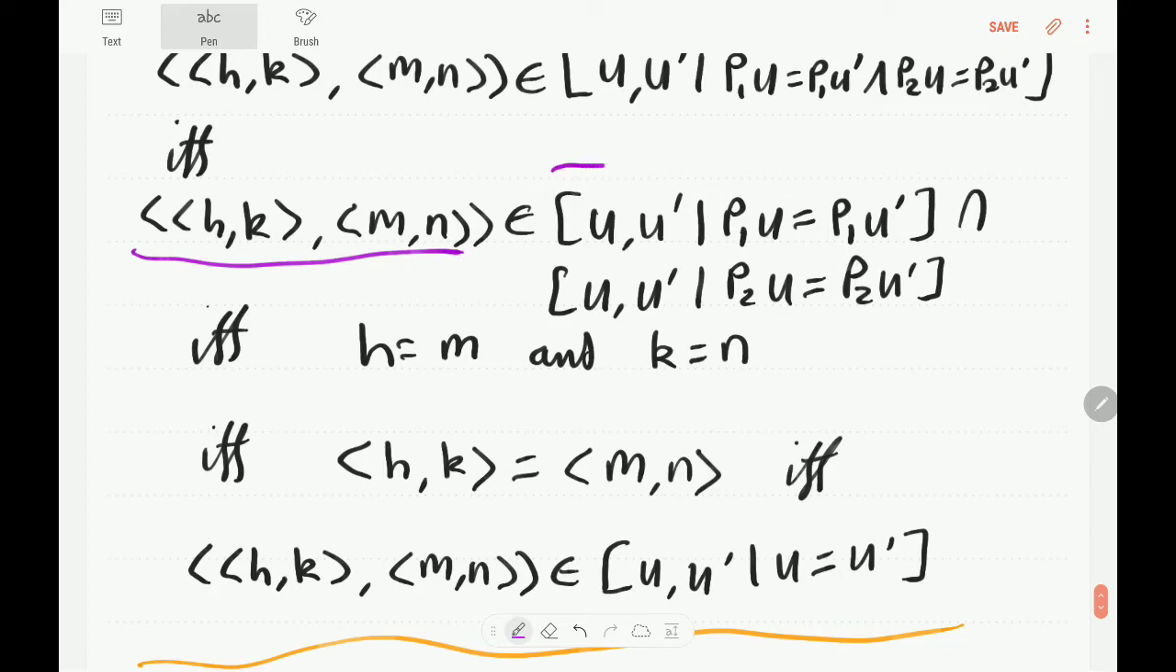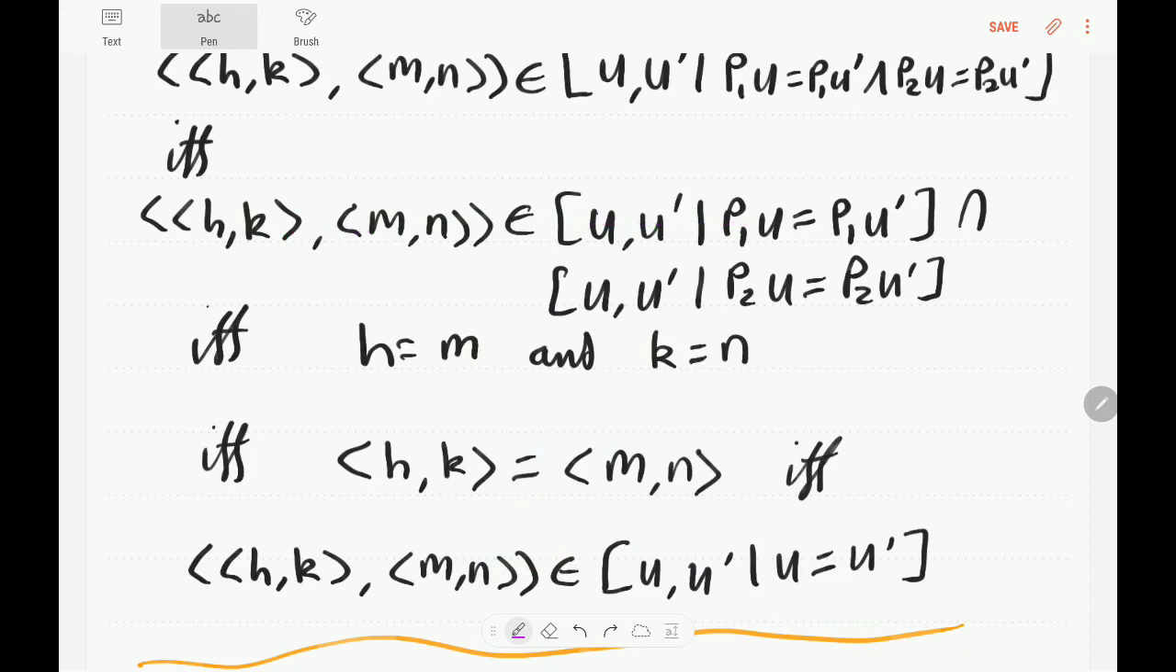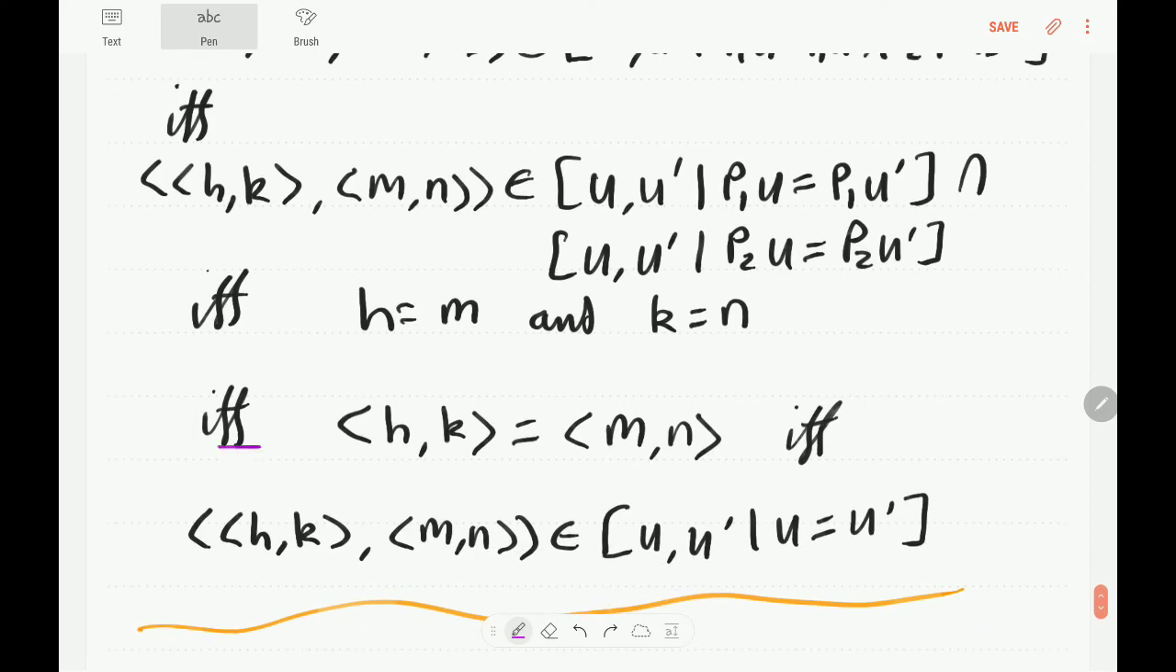Okay, so the idea basically is that this arrow here is in this extension here if and only if h equals m, and similarly this arrow here is in this extension here if and only if k equals n. You can prove that in a similar kind of way. So basically this arrow here is in our original extension if and only if h equals m and k equals n, and that happens if and only if h comma k equals m comma n, and that happens if and only if this arrow h comma k comma n is in the extension of u equals u dash.